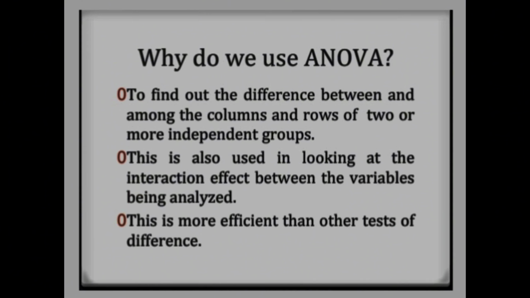Why do we use ANOVA? It is being used to find out the difference between and among the columns and the rows of two or more independent groups. It is also being used in looking at the interaction effect between the variables being analyzed. This is also more efficient than other tests of difference.